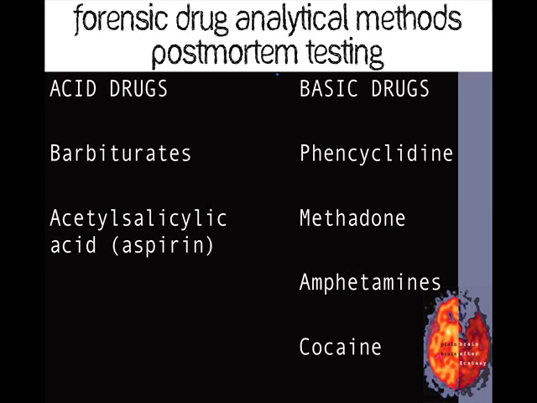Many drugs fall into categories of acids or bases, so you could test by controlling the pH of the water solution into which blood, urine, or tissues are dissolved. You can control the type of drug that is recovered. Acidic drugs include barbiturates and acetylsalicylic acid, and some basic drugs are phencyclidine, methadone, amphetamines, and cocaine.